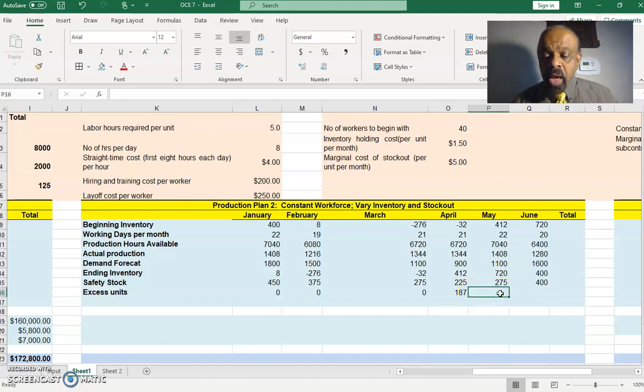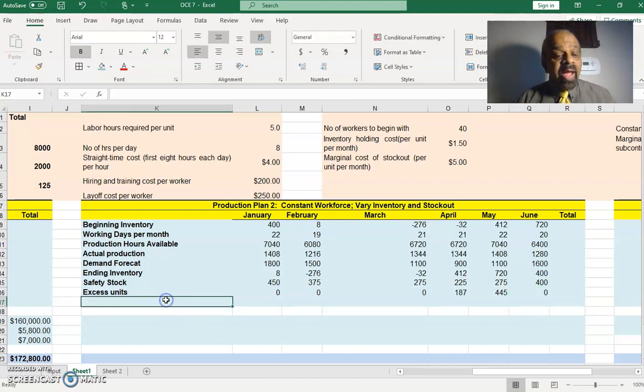For the month of May, it is going to be 720 greater than 275? Yes. So it is going to be 720 minus 275. And that is going to be 445. For the month of June, is 400 greater than 400? No, it's equal to. Therefore, it is going to be equal to 0. So now I have the excess units also calculated.